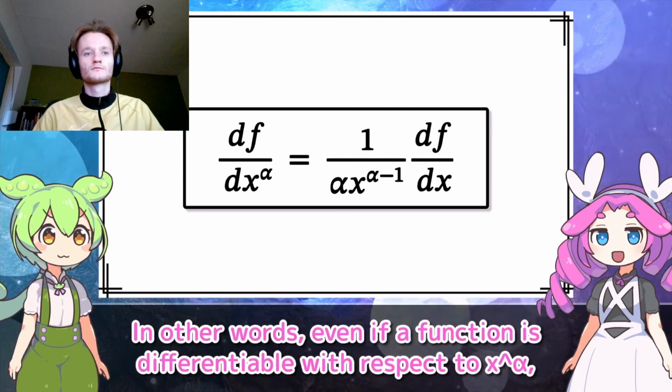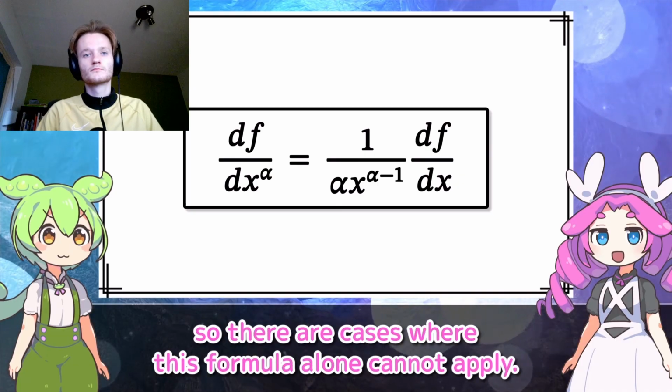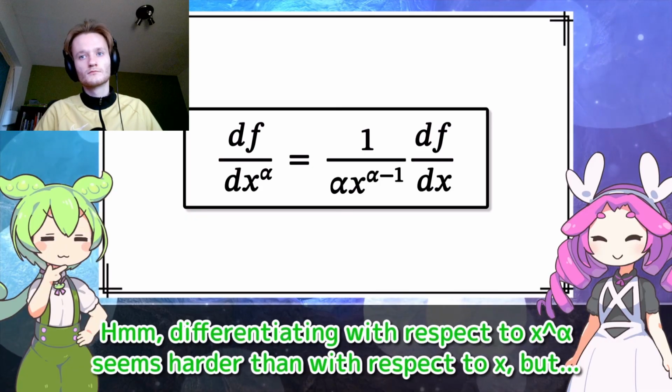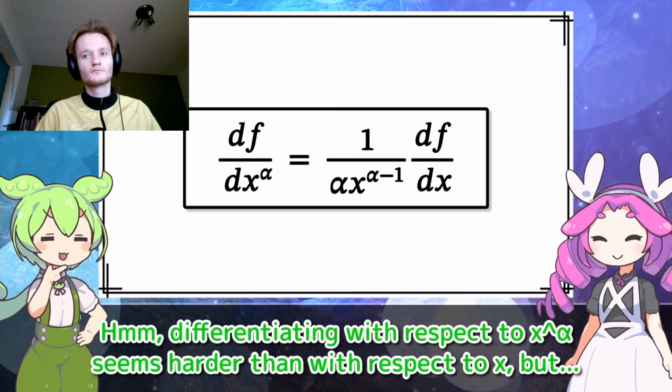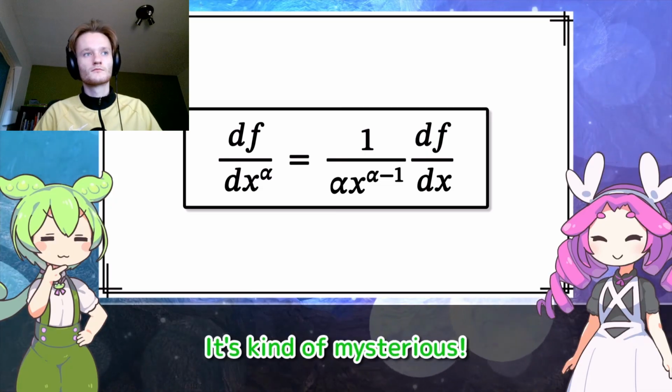In other words, even if a function is differentiable with respect to x to the alpha, it may not be differentiable with respect to x. So there are cases where this formula alone cannot apply. Differentiating with respect to x to the alpha seems harder than with respect to x, but it's kind of mysterious.